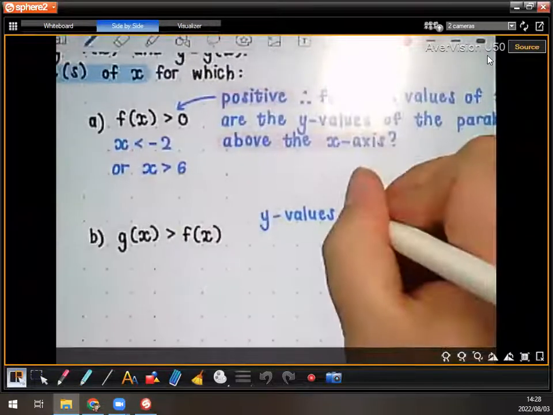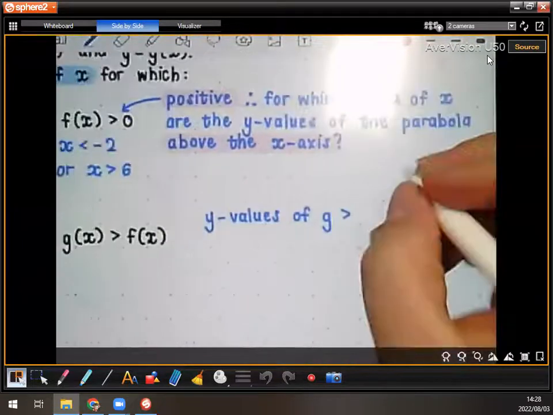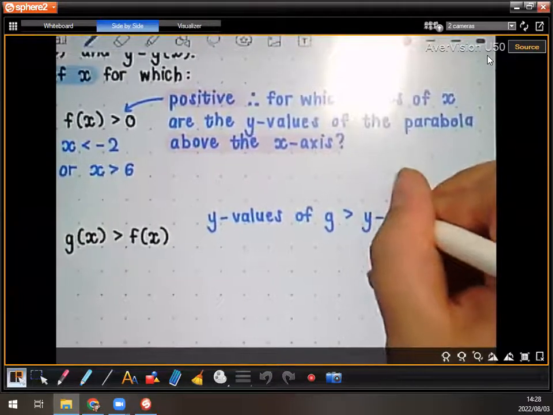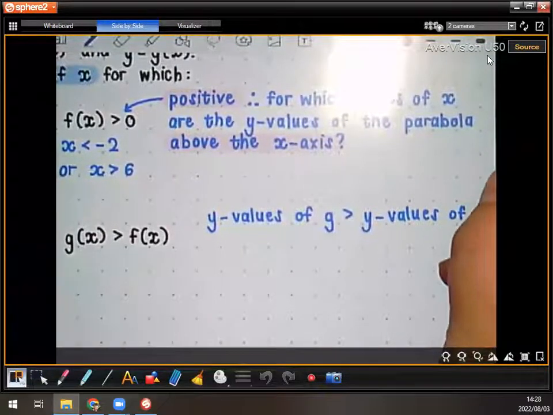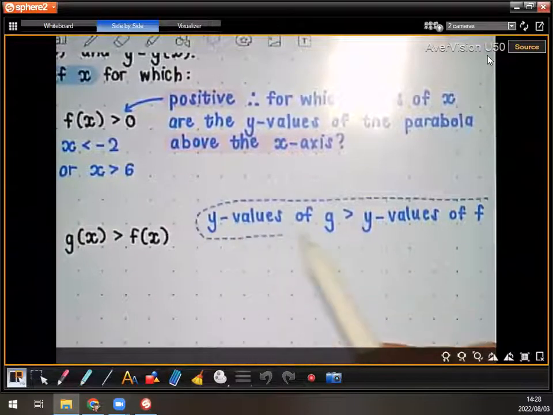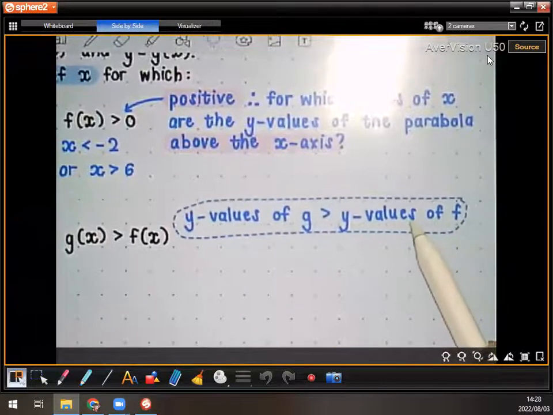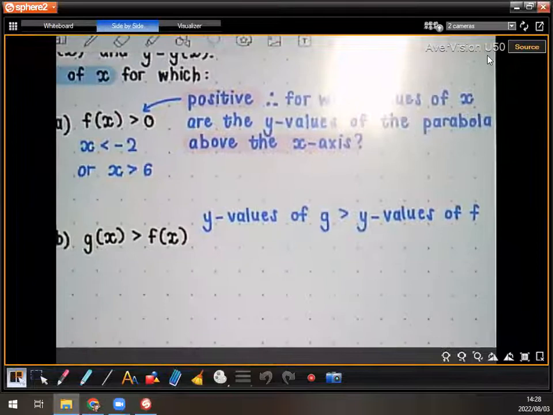The y values of g must be greater than the y values of f. Okay, that's what they're saying. Because remember guys, g of x and f of x, that means y. But they're using g and f so we know which graphs to look at. That's why they're not just saying y must be greater than y. They're saying which graph is which.